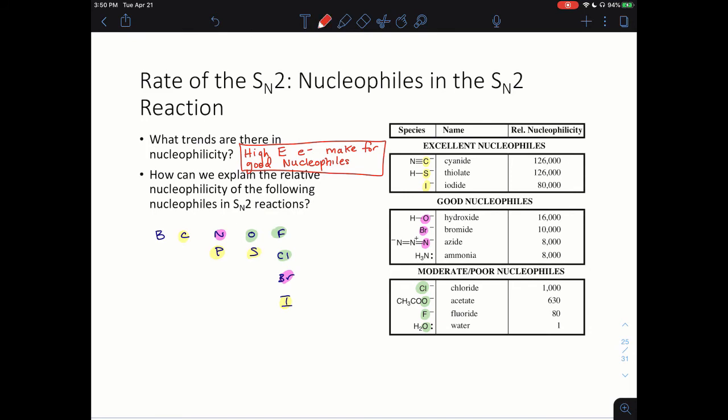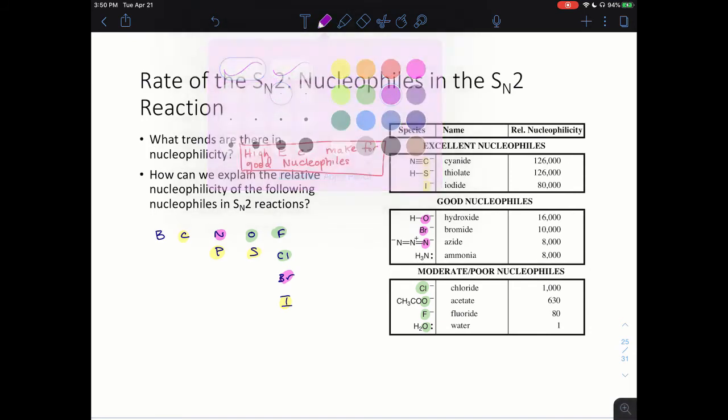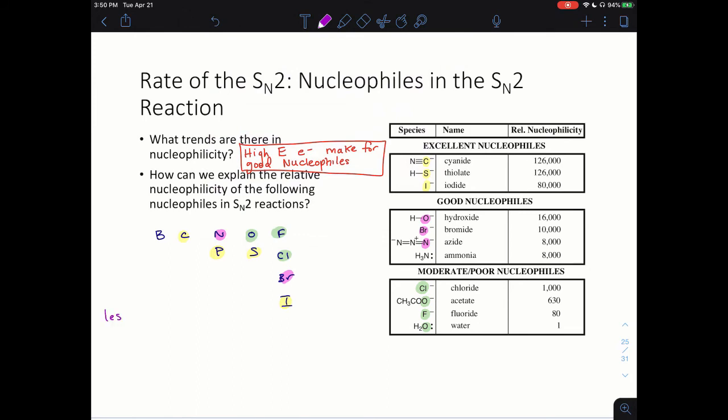Well, we see a couple of things. And the first one is that less electronegative atoms, carbon, phosphorus, sulfur, iodine, those are our excellent nucleophiles. Less electronegative atoms have high energy electrons, right? And so they are more nucleophilic.